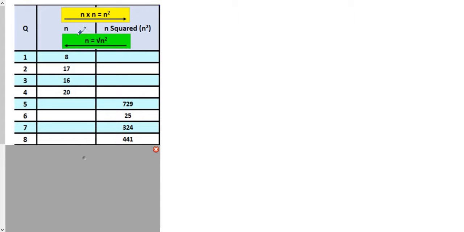Okay, here's a quick video to show you how to complete the table task here. When we have to square numbers, and further on down in the task, like from question 5 here, we'll have to do a square root. So, starting off with 8.